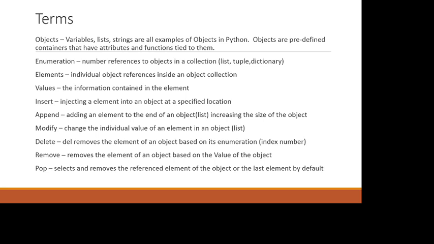Now, pop is an interesting one. Pop, if you're from the Midwest, that's another name for your father or soda. But pop here is basically a method or function that selects and removes the referenced element from the list. If you tell it which one you want to remove, it'll pull it out and make it available for you, but it removes it from the list. And if you don't tell it a specific one, it just takes the last one off the list. Okay, so those are the terms we're working with and that we worked with through the chapters.